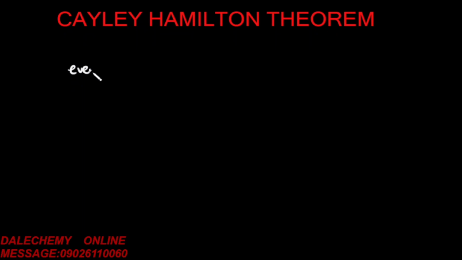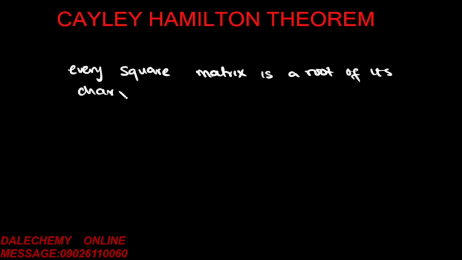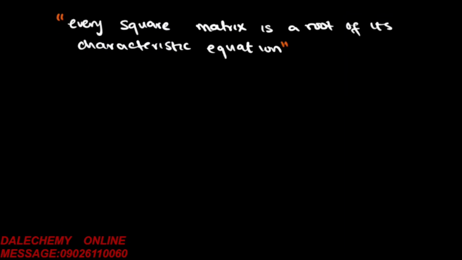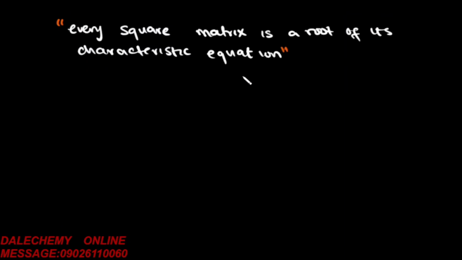That is, every square matrix is a root of its characteristic equation. Sorry, it should be equation, not characteristic polynomial. So it should be characteristic equation, because we can only have roots of an equation. Okay, so that's what the Cayley Hamilton theorem is all about.